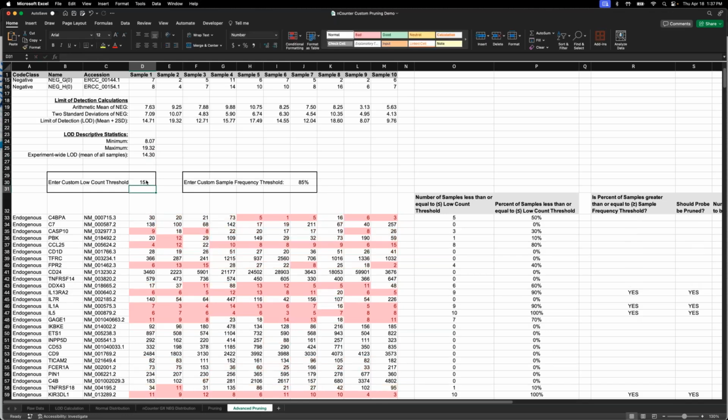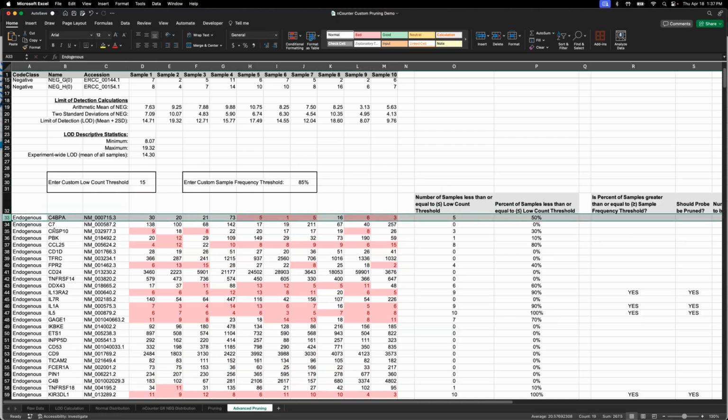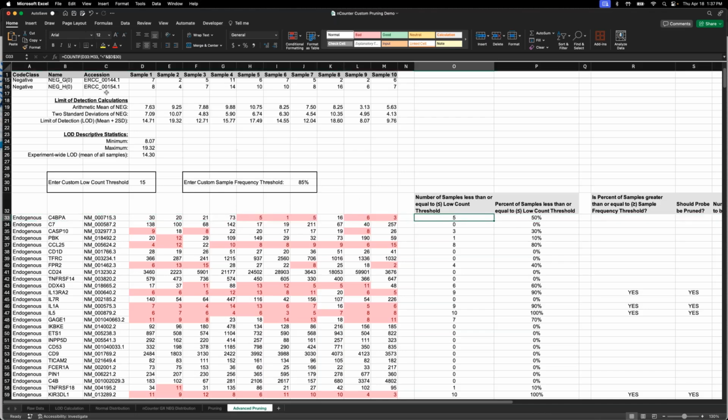And then what I'm showing you here in Excel is this column, is that when we look at this first gene, C4BPA, how many of the samples are below this threshold of 15? So that's all this calculation is. If you want to see what it is in Excel, it's shown here. I'll keep it there for a few minutes if you're curious. But basically what I'm doing is just counting the number of pink data points. So for C4BPA, our first gene here, 5 of the 10 samples are less than our threshold of 15.